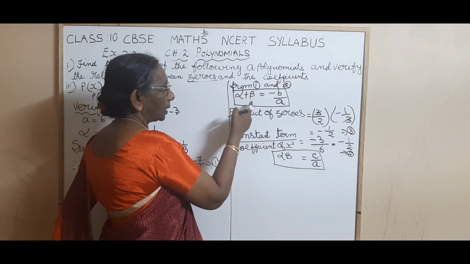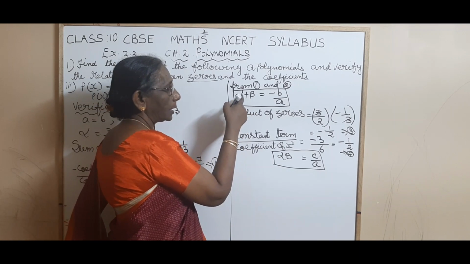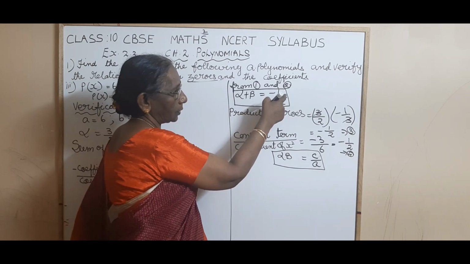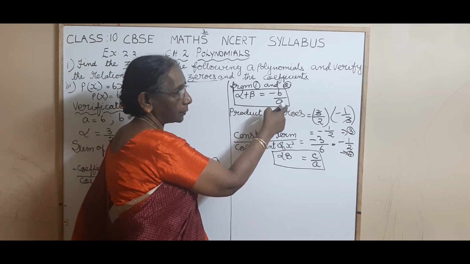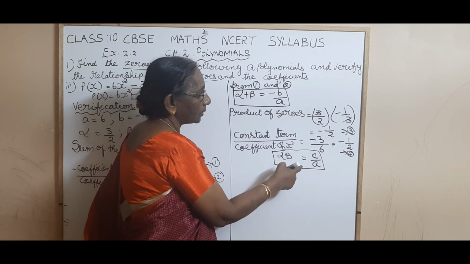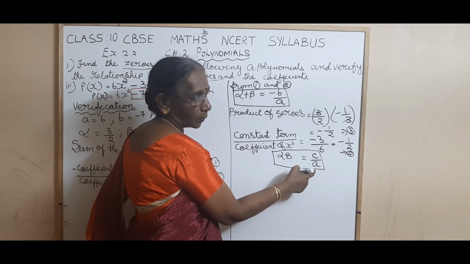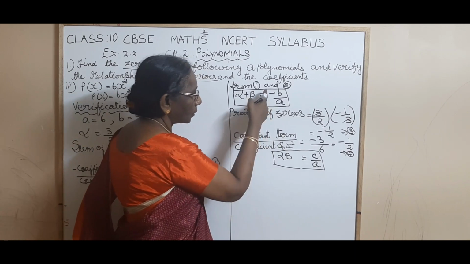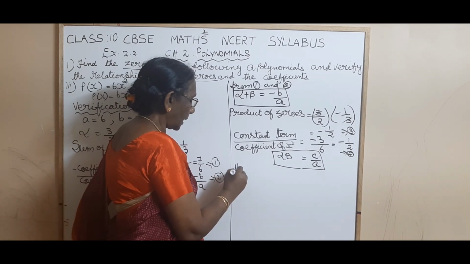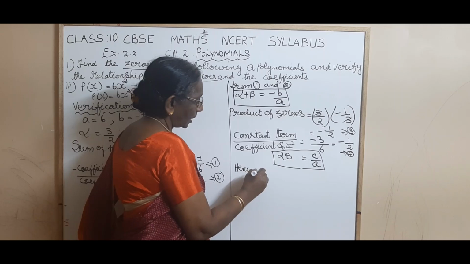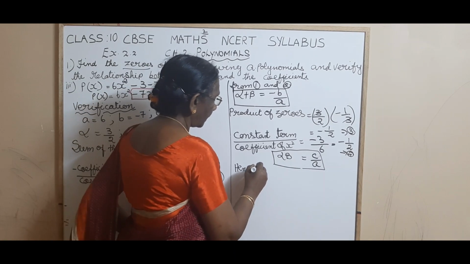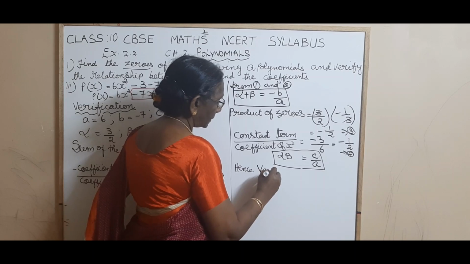So we have proved the first relation, what? Sum of the zeros is equal to minus coefficient of x by coefficient of x squared, and product of the zeros is equal to constant term by the coefficient of x squared. So both statements we have proved. Therefore, you write the answer as hence verified. So we have verified both properties.